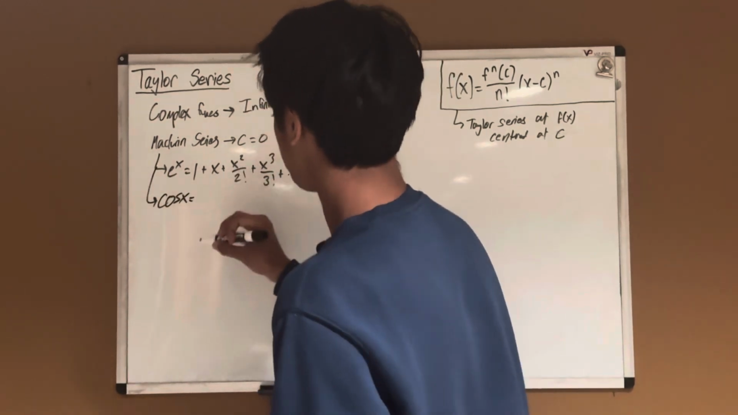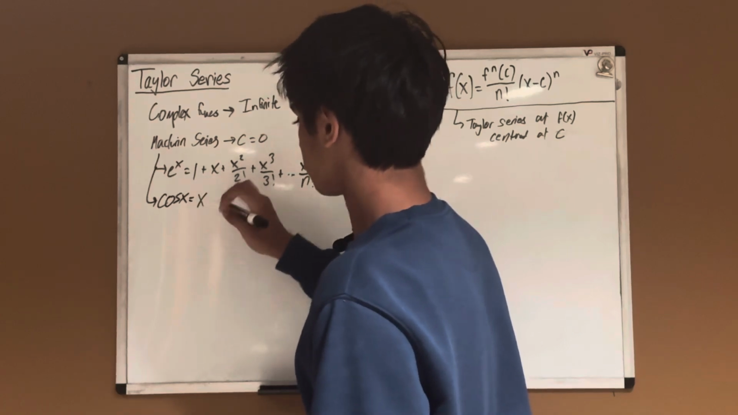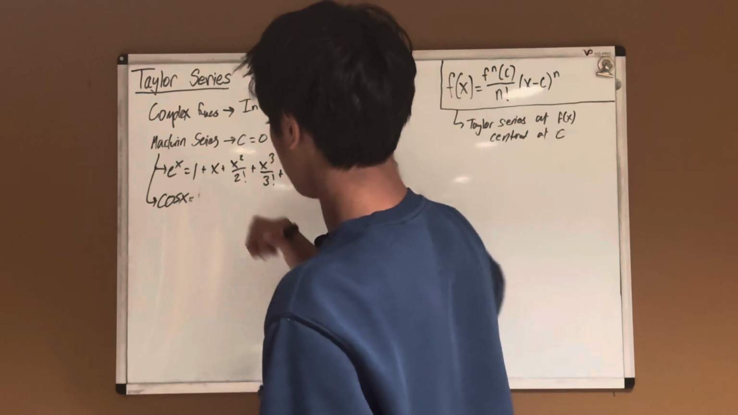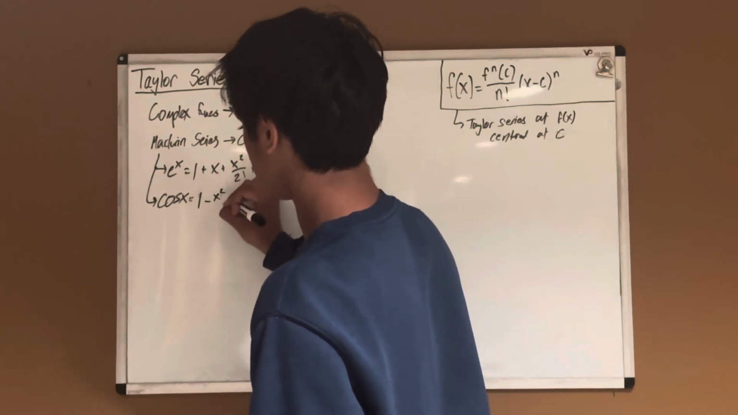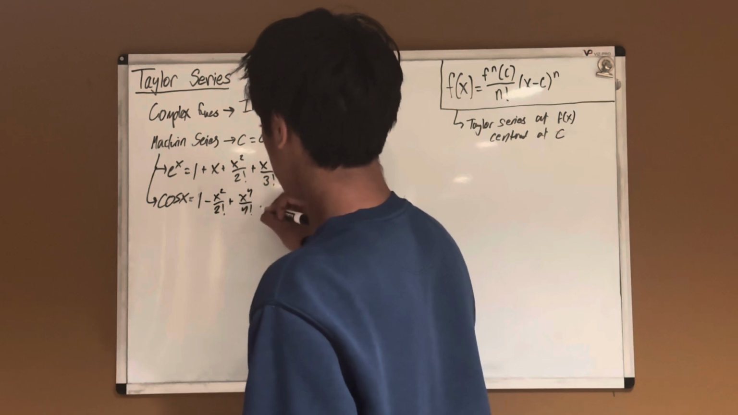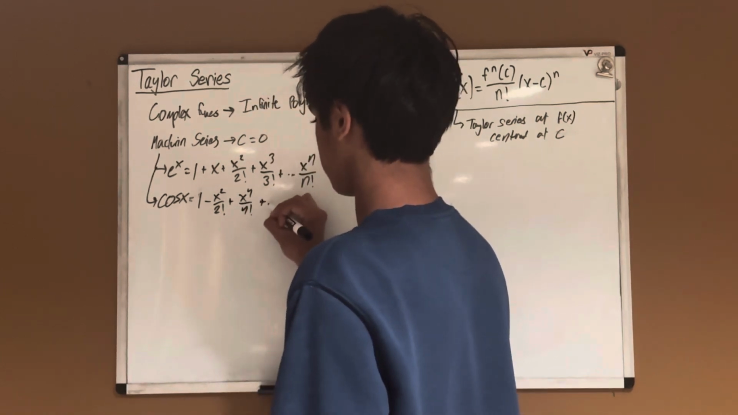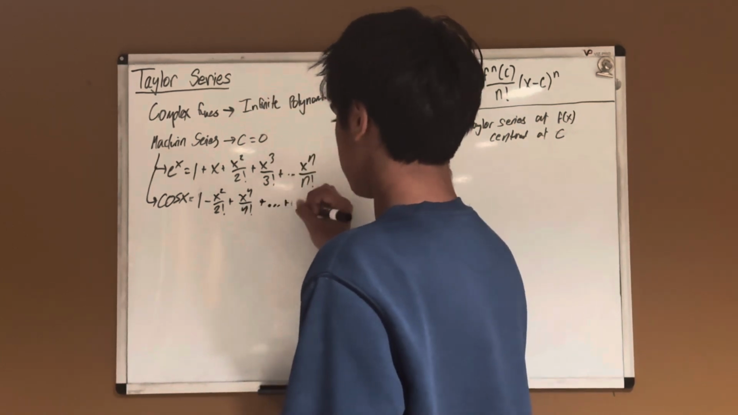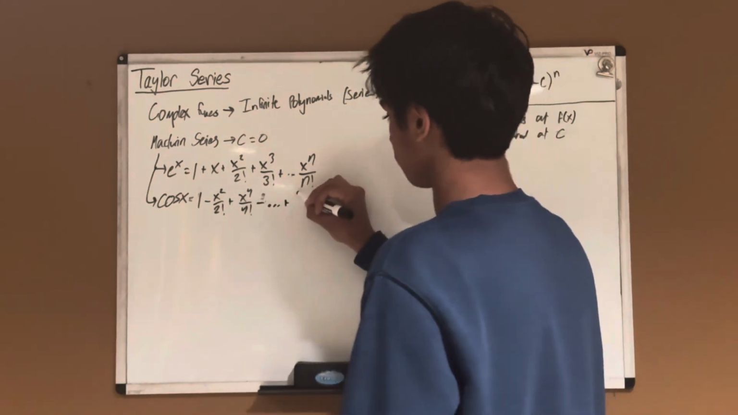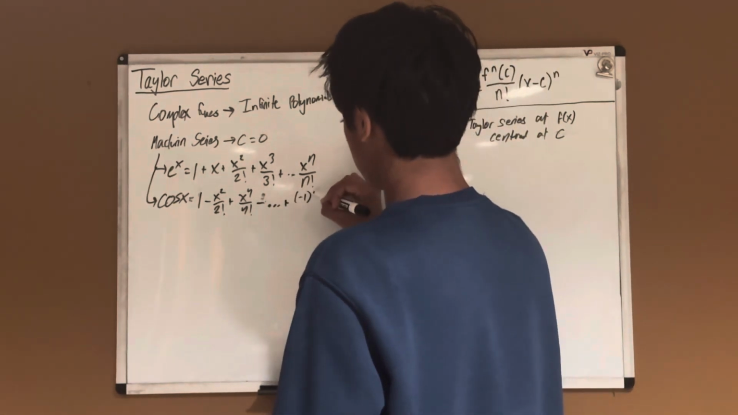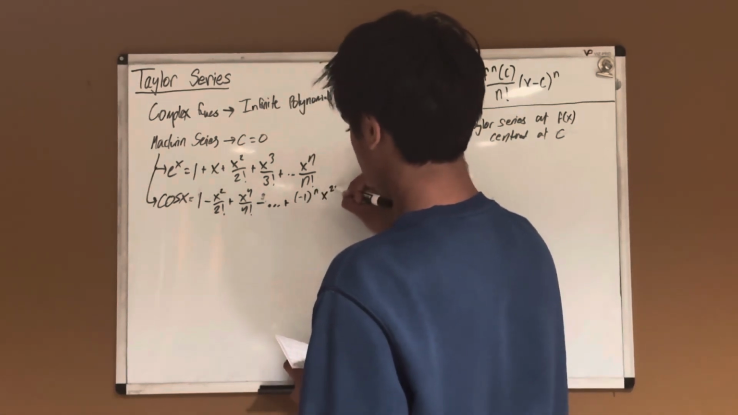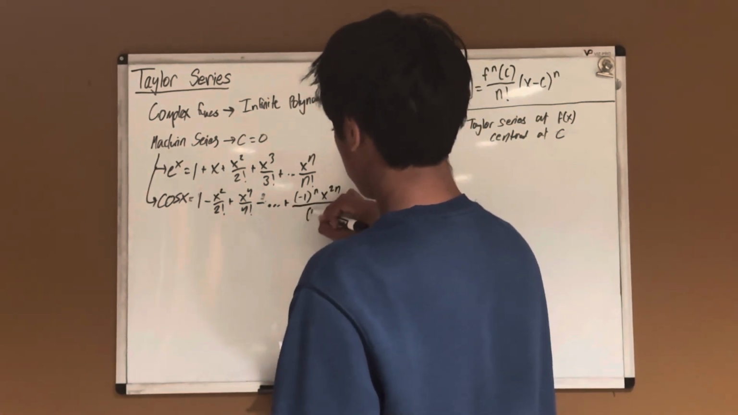Cosine of x is equal to 1 minus x squared over 2 factorial plus x to the fourth over 4 factorial, and then minus, but it goes on with this pattern. It goes with negative 1 to the power of n times x to the power of 2n over 2n factorial.